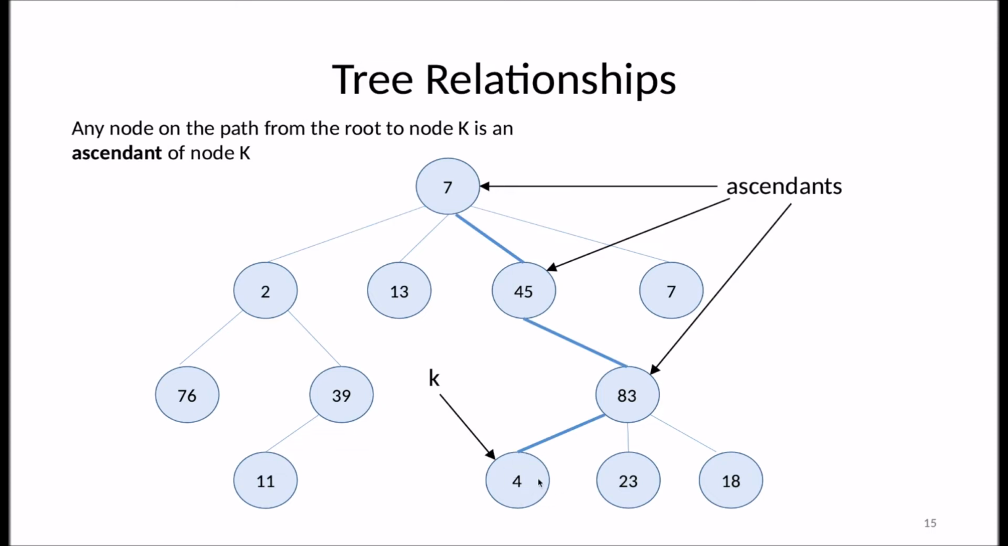Now if you consider node 4, its ascendants are all the nodes on the path from the root node down to node 4. So it will be 7, 45, and 83. Those are on the path from the root node to node 4.